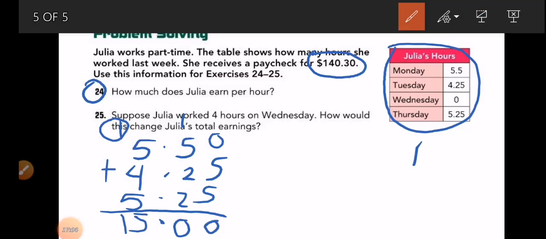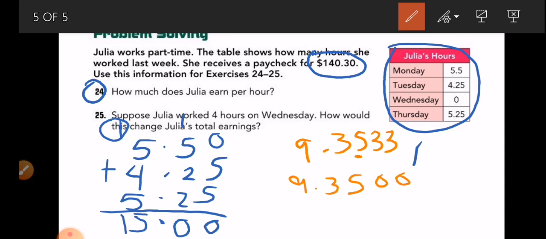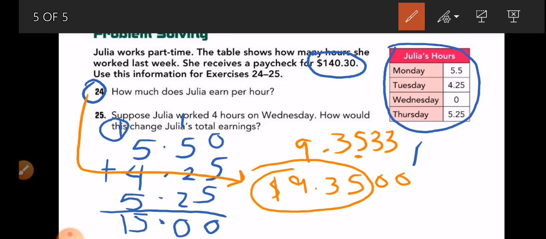So the answer of number 24 will be 9.3533. If I want to make it to the nearest cent, we can also check what's beside the 100th place. It's a 3, so 4 or less, ignore. So the 5 will stay the same. What to the left, copy them. What to the right, zeros or ignore them. So $9.35. This is the answer of question number 24.